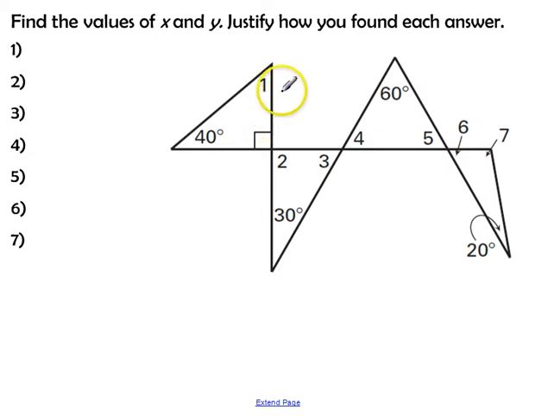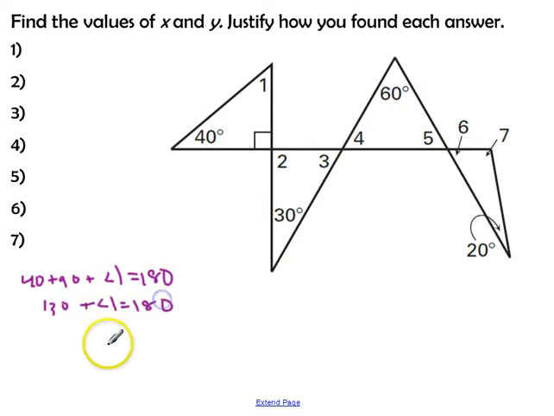So you always want to start off in triangles that have the most information. So in this first triangle, we have 40 degrees, 90 degrees, and we only need to find one angle. So remember, that's 40 plus 90 plus angle 1 equal to 180. So this is 130 plus angle 1 equals 180, and then angle 1 is equal to 50 degrees.